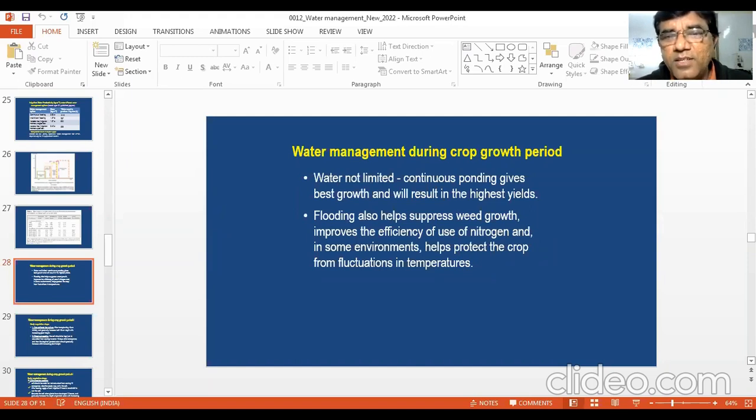It makes changes in the nutrient availability also. Except zinc, almost all the nutrients availability increases upon flooding. So it is good for nutrient supply. And also it can moderate the temperature of the water, temperature of the environment.